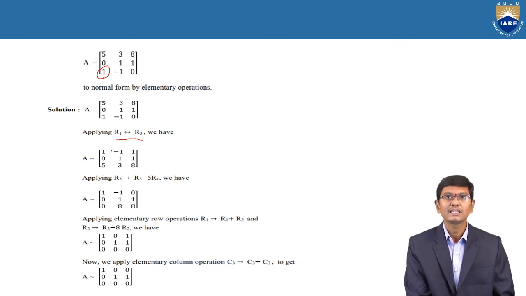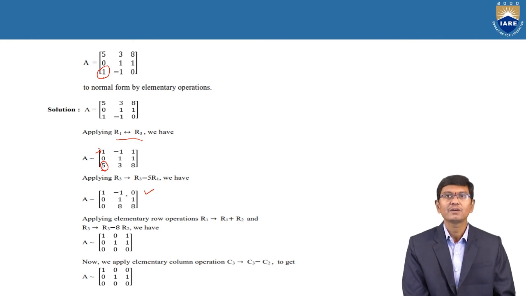the matrix is changed to 1 minus 1 1 0 1 1 5 3 8. And next, here we want to change the 5 to 0 with the help of the R1 row. Therefore, by doing R3 is equal to R3 minus 5R1, the matrix is changed to 1 minus 1 0 0 1 1 0 8 8.